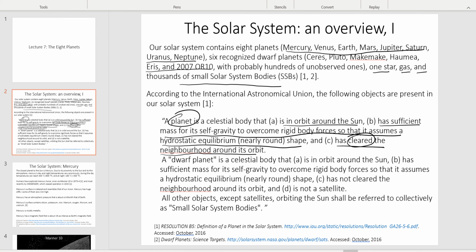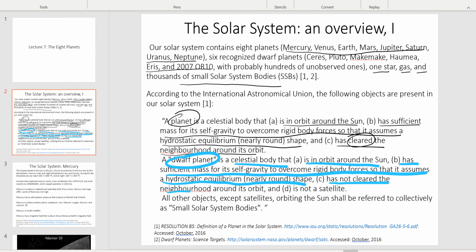Now let's define a dwarf planet. A dwarf planet is a celestial body that is in orbit around the sun, has sufficient mass for its self-gravity to overcome rigid body forces so that it assumes a hydrostatic equilibrium or nearly round shape, has not cleared the neighborhood around its orbit, and is also not a satellite.